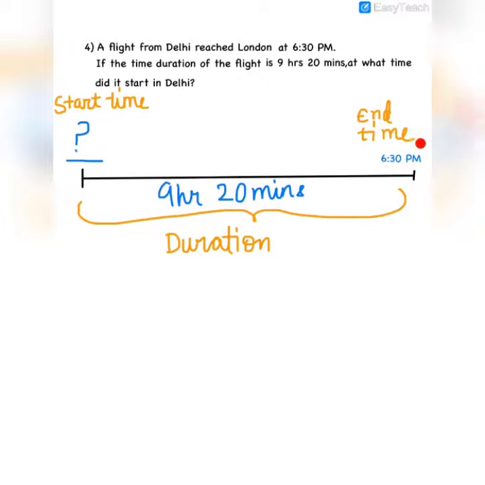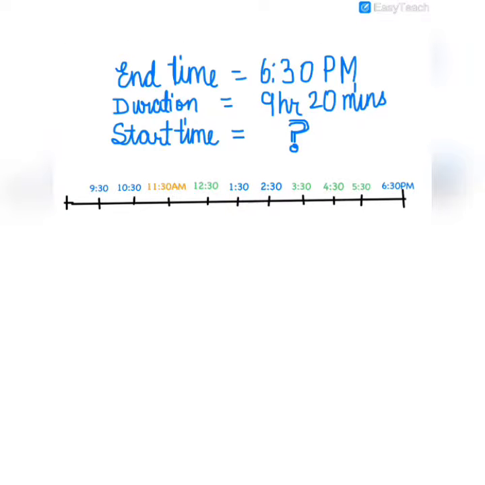So we have 6:30 p.m., and we have to count backwards by 9 hours and 20 minutes to get the start time. Got it? The flight starts at some time and ends at some time after covering a journey of 9 hours and 20 minutes. So from the end time we have to count backwards 9 hours 20 minutes to get the answer.